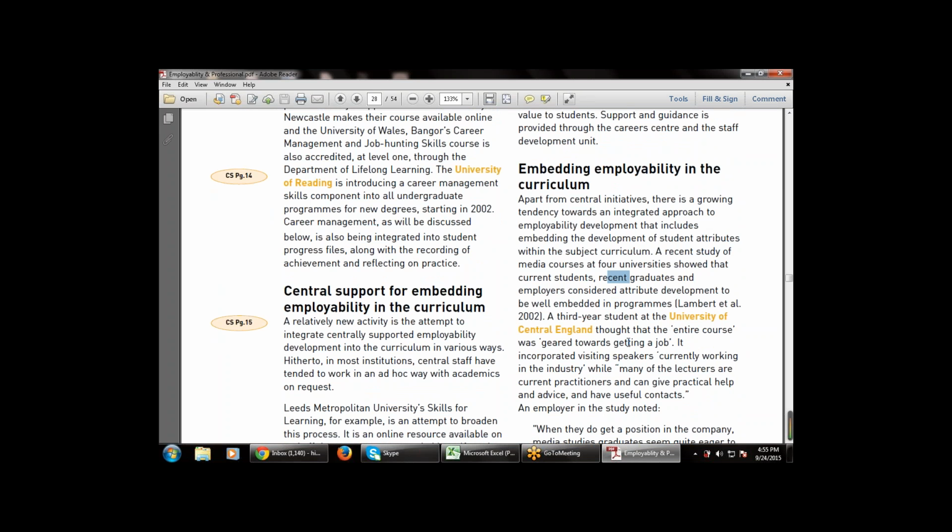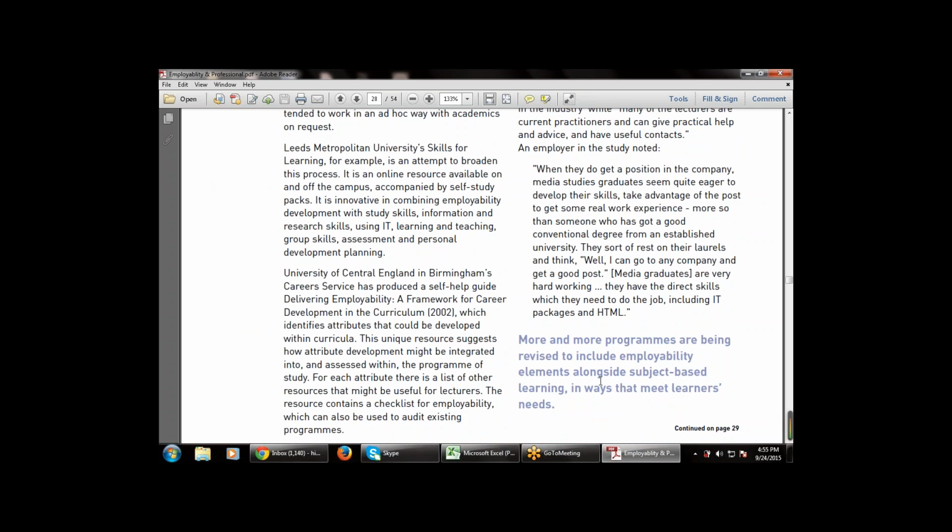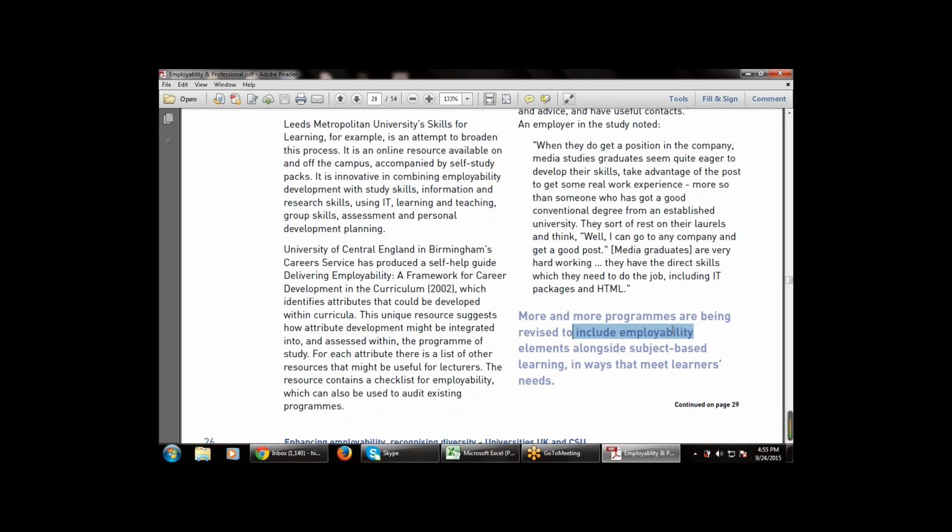So whatever the career management, whatever the career aspect that is used, whatever the attribute development, that is also embedded in the program. More and more programs are being revised to include the employability element along with subject-based learning in ways that meet the learner's needs. Whatever the learner needs, that must be satisfied within the program.